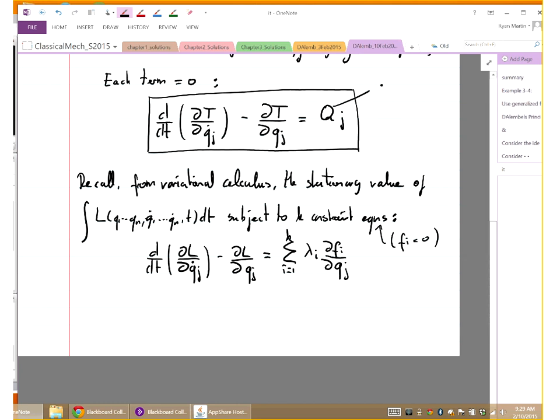So the Qj here for the generalized forces, remember the definition of the generalized force was the sum from i equals 1 to n of the force Fi dotted with ∂Ri by ∂qj. So it appears that this lambda i has something to do with Fi, and the ∂Ri by ∂qj must have something to do with the Fi functions.